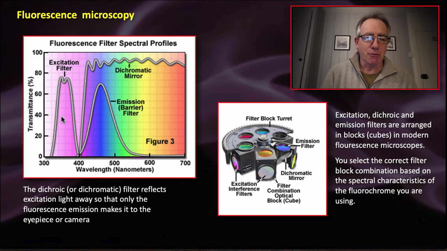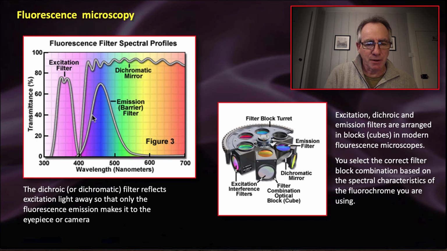So we need 3 pieces of glass filters in a fluorescence microscope, and those in modern microscopes are arranged in cubes like this. We call that a filter cube. It has the excitation filter, it has the dichroic filter, and it has the emission barrier filter. And the barrier filter, by the way, lets light in a certain wavelength range through. They can be very narrow. We might just want to detect the light just there at that peak.